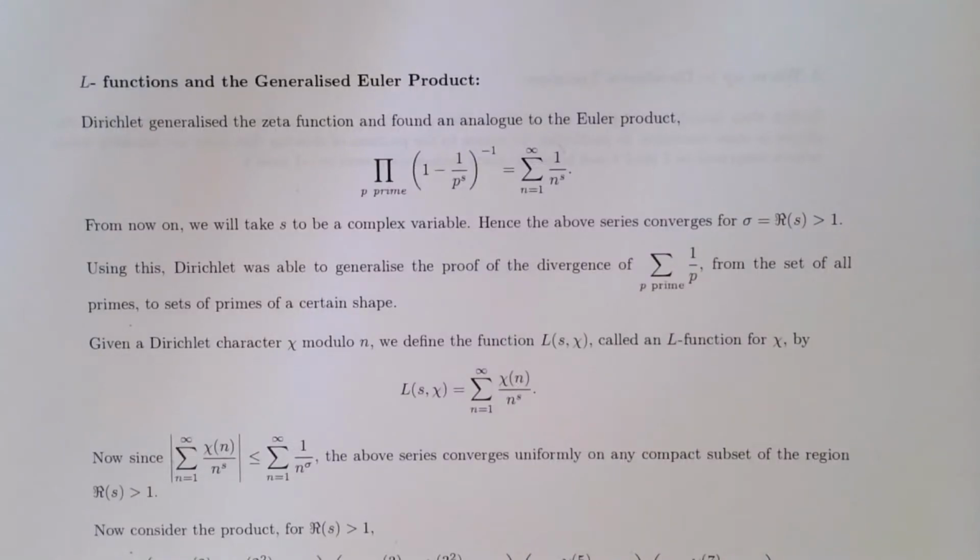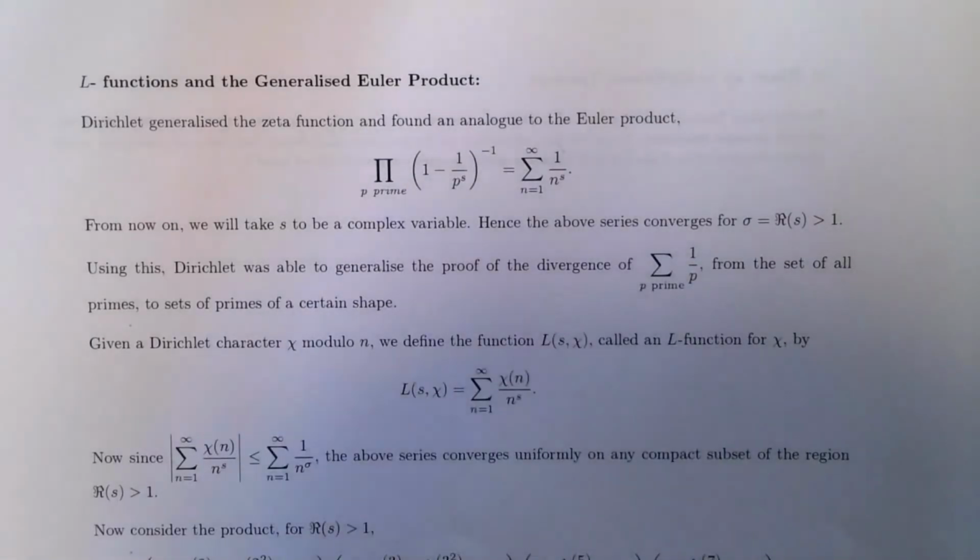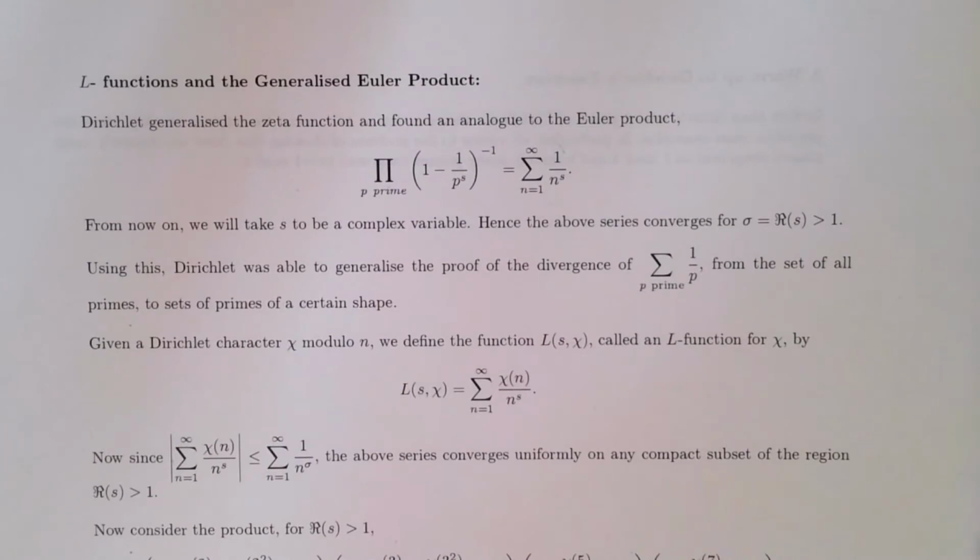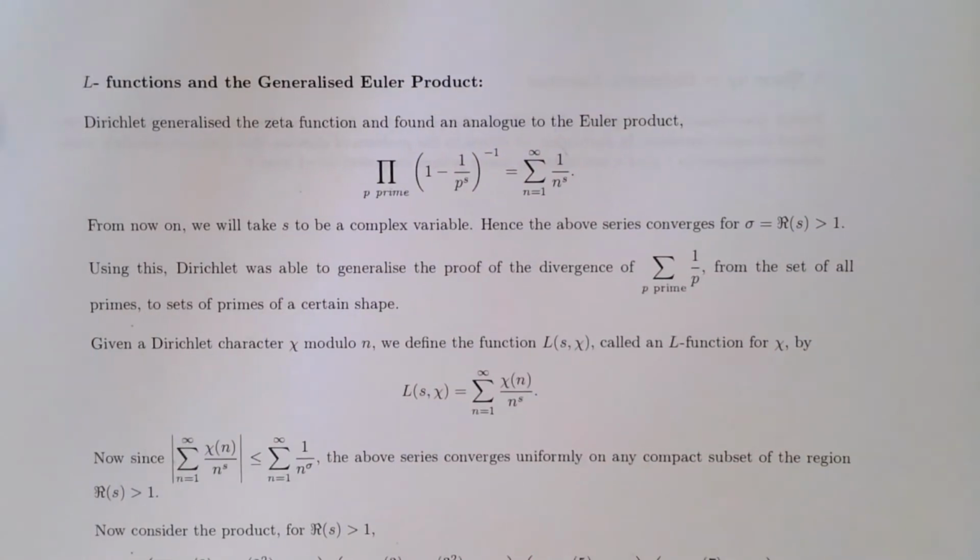Well, welcome again to our journey into number theory, in particular analytic number theory. And we're going to move on now and have a look at L functions. We've talked a little bit about characters and Dirichlet characters. And we're going to now use the Dirichlet characters to define these very important things called L functions and introduce the generalized Euler product. So Dirichlet generalized the zeta function and found an analog to the Euler product.